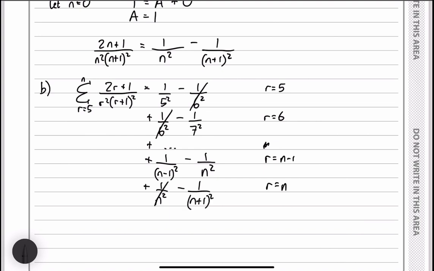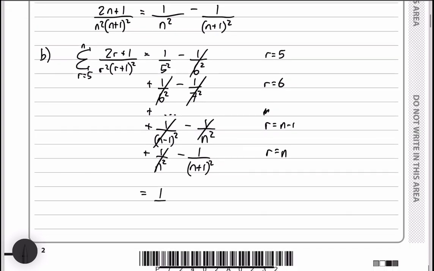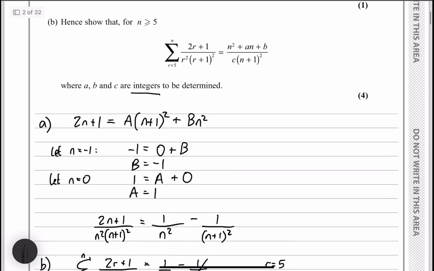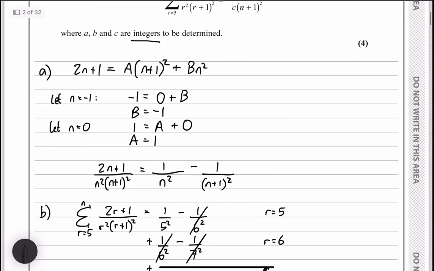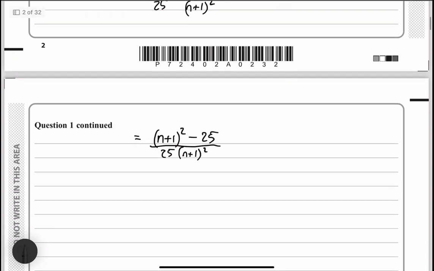So we can see that these two cancel, this one cancels with what's in the dot dot dot, so does this one, and we're left with just the first term, 1 over 25, and the last term, 1 over n plus 1 squared. What format do they want? We need to put it all together. So let's combine these two fractions here. So n plus 1 all squared minus 25 over 25 n plus 1 squared.